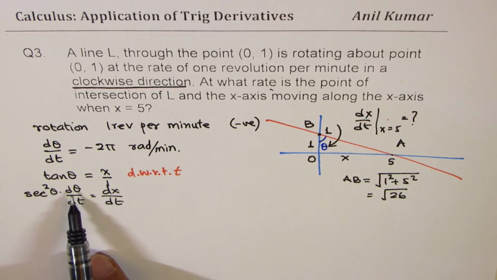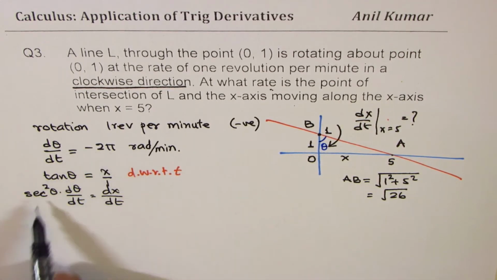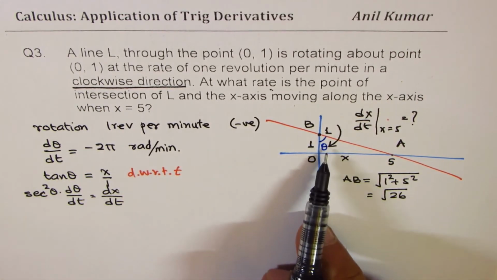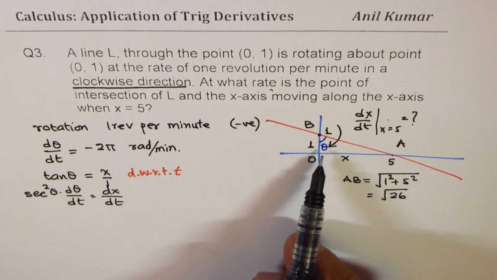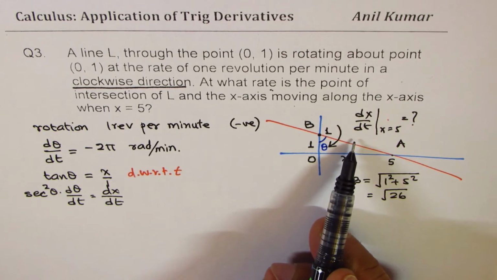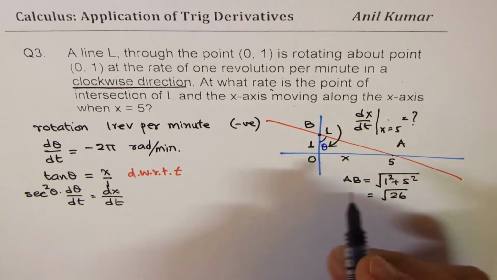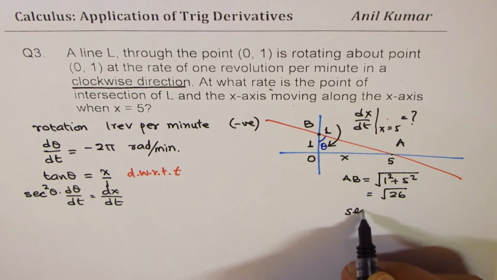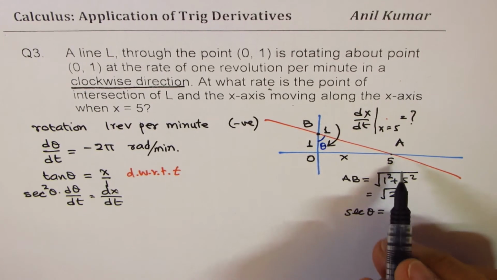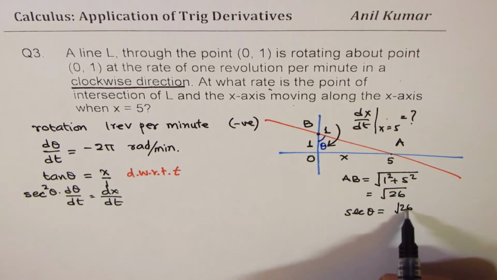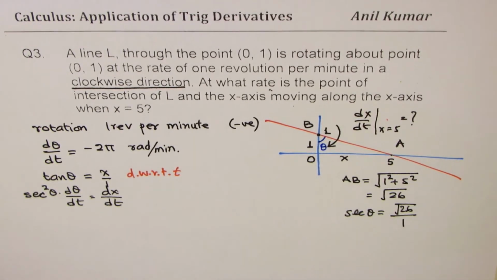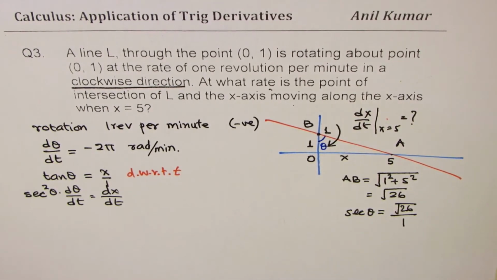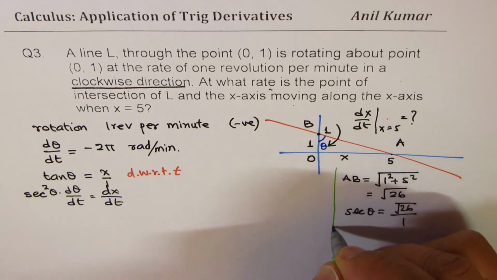We know d theta/dt is minus 2 pi. And for the given angle theta, what is secant theta? Secant theta will be hypotenuse over adjacent side. So in this case, secant theta will be hypotenuse, square root of 26, over 1. So secant theta is square root of 26. We know this, so we're going to substitute it here.